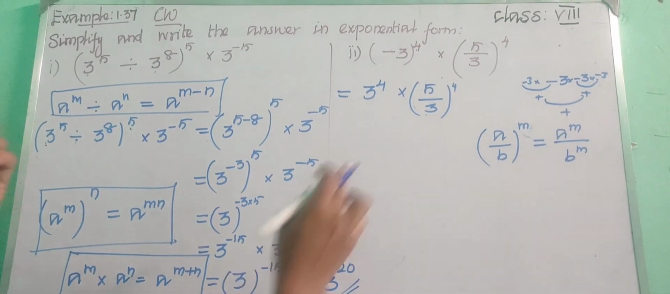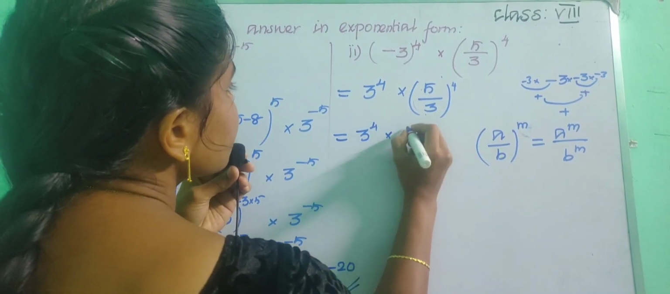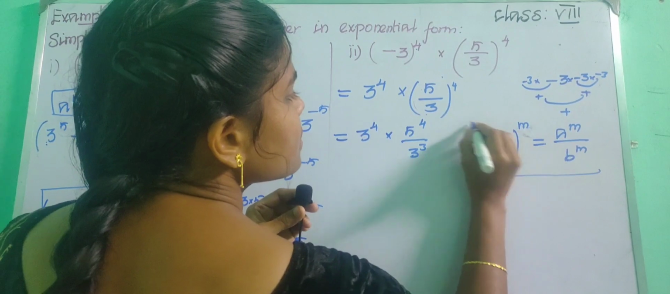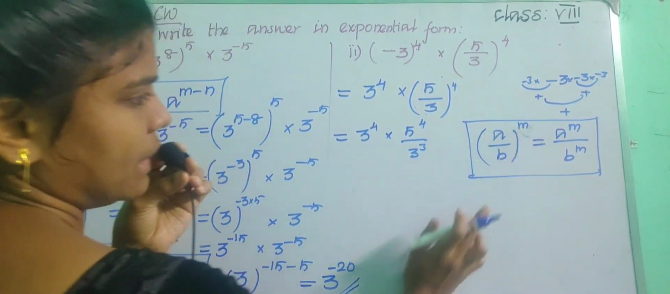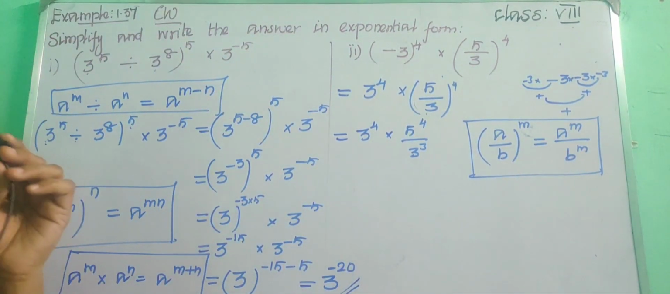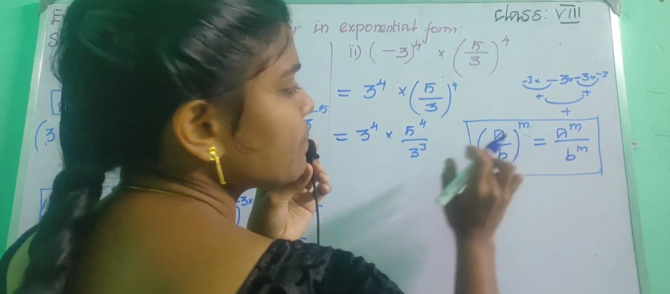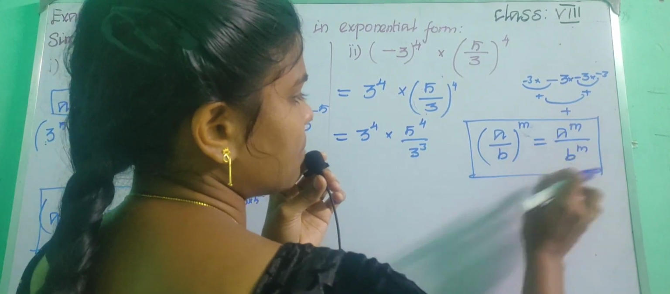Okay, so we can write this as 3 power 4 into 5 power 4 by 3 power 4, right? So we are having the power as the common thing here: (a by b) the whole power m. How can we write it? a power m by b power m. Okay children, it doesn't simply divide. These are different bases and a common power, so we can split the powers: a power m by b power m.